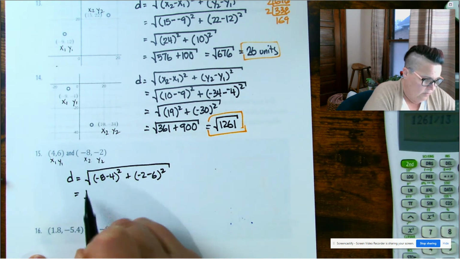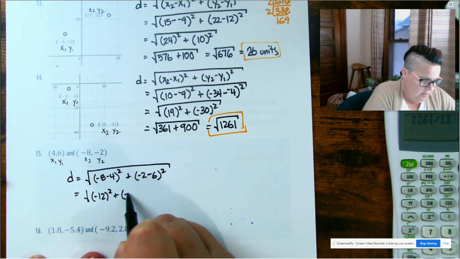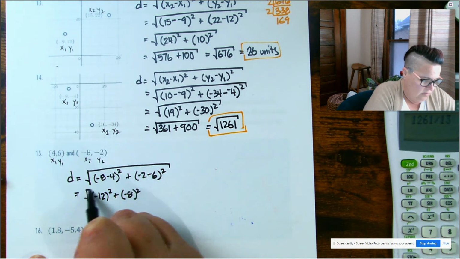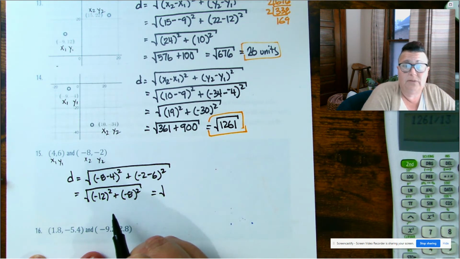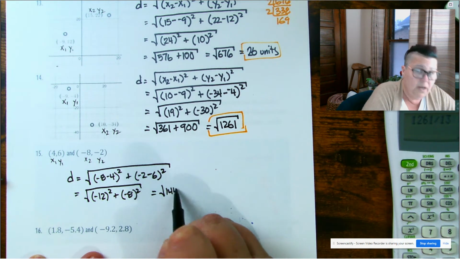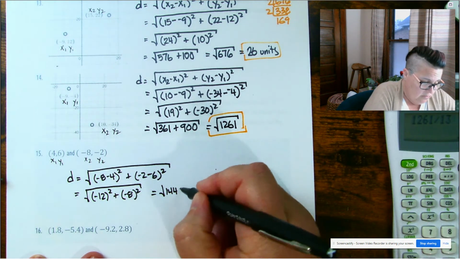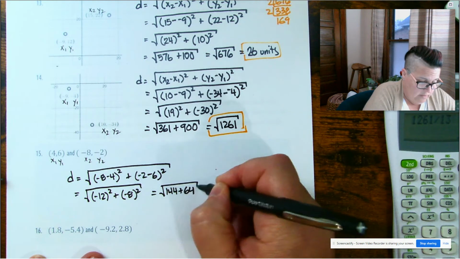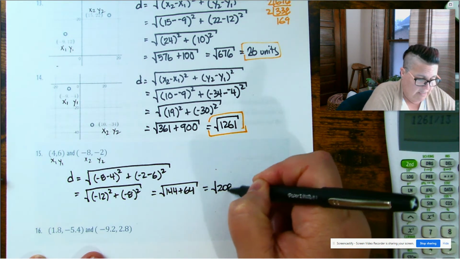This is going to be the square root of a negative 12 squared plus a negative 8 squared. That's going to be the square root. 12 squared is 12 times 12, or 144. 8 squared is 8 times 8, negative 8 times negative 8, which is going to be 64. So this will be the square root of 208.